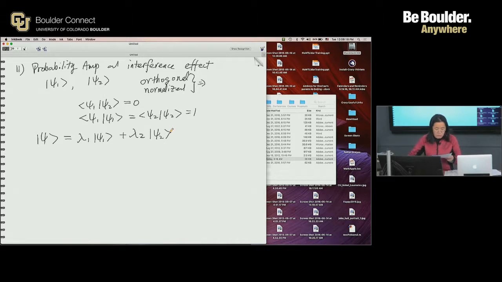I wanted to know, if the system is in this state, the probability of finding it in what is measured. Because these are normalized, you will have lambda 1 squared plus lambda 2 squared equals 1. Because this new state psi is a superposition of psi 1 and psi 2, if you do a measurement, they are either in one or the other, not outside of them. So the total probability should be 1. This is normalized.